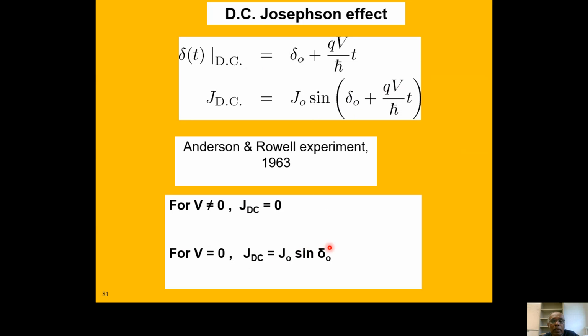So that is a finite current, right? That we call the DC Josephson current. Because if I apply some voltage here and take the time average, that term is going to be 0. You don't see any DC current. You might see some AC current, but not DC current. This is a very important thing.